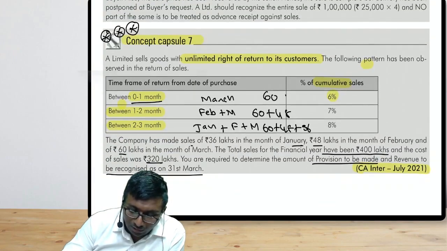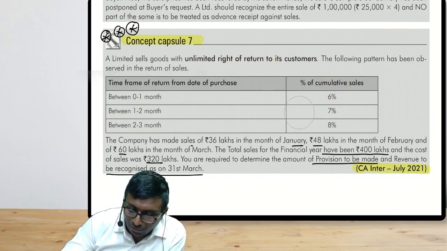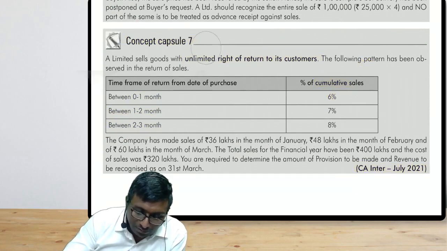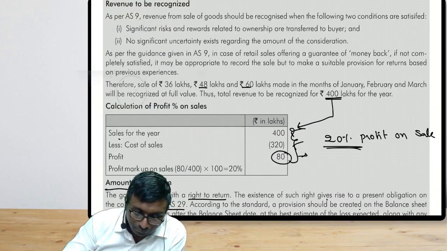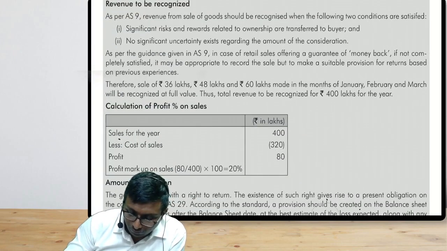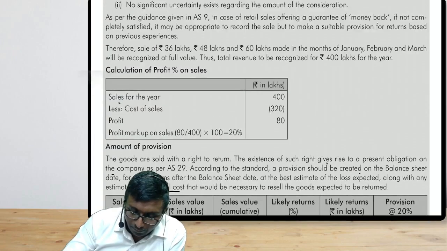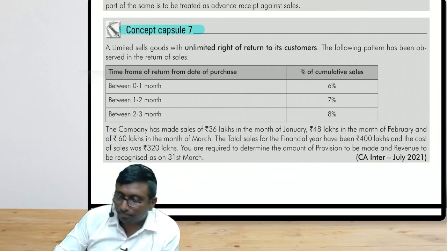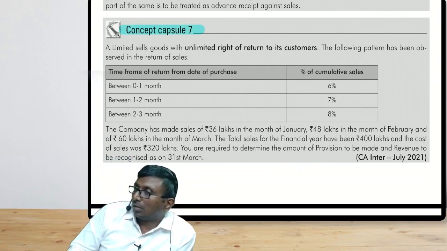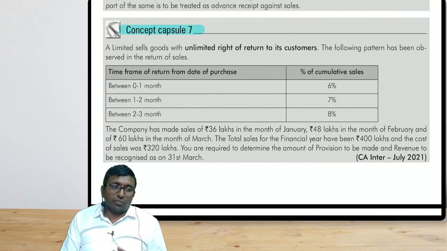You can refer yourself, actually 1 to 7, 1 to 6 basically. Look at the concept capsule 7. You read it. This was asked in July 2021 for a 5 marks question.